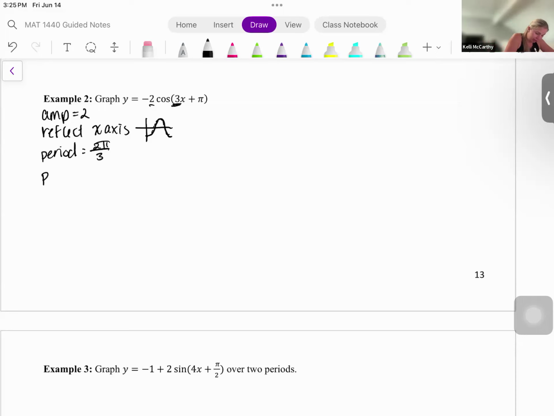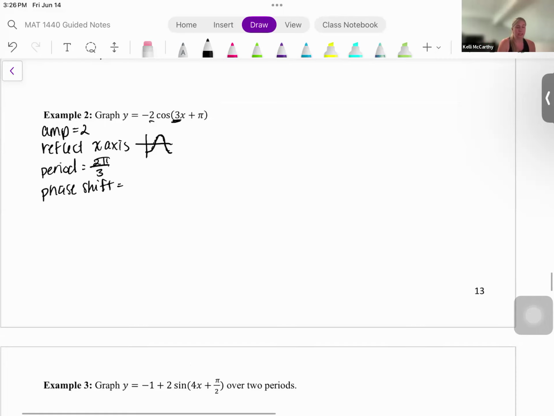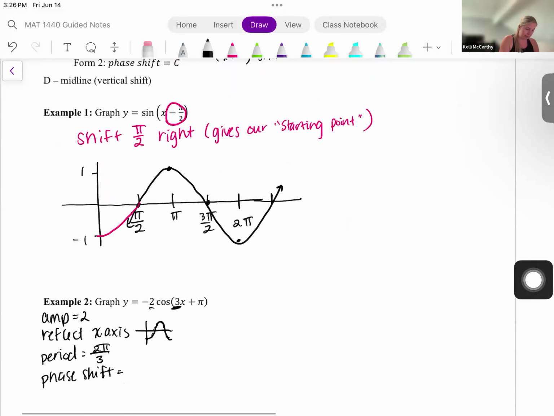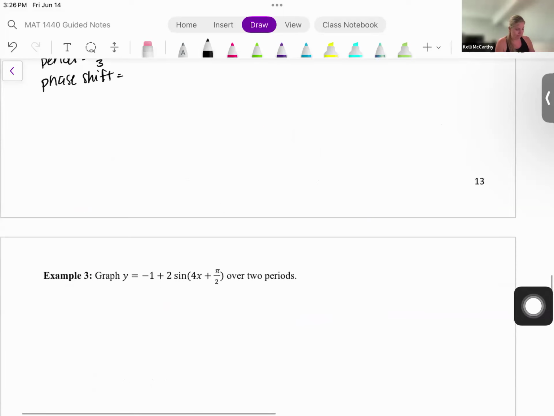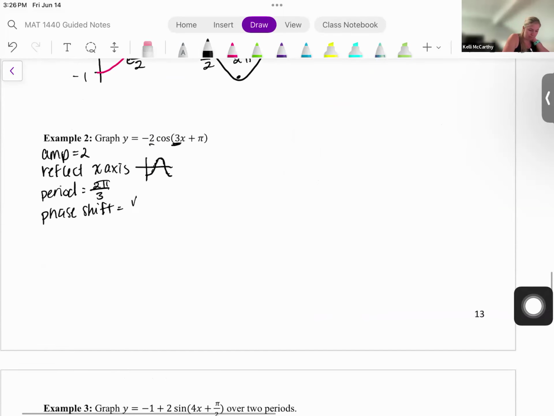And then our phase shift is going to be that coefficient of pi divided by 3, because that 3 is not factored out. So this is an example of that first form. If we go back up here, we're in form 1, where that b is inside the parentheses. So that phase shift is going to be c over b, or pi over 3.